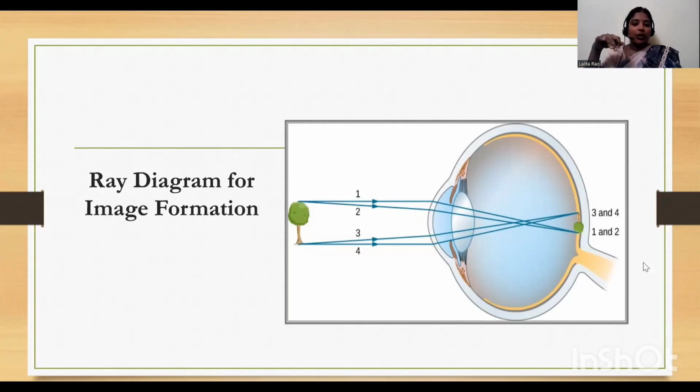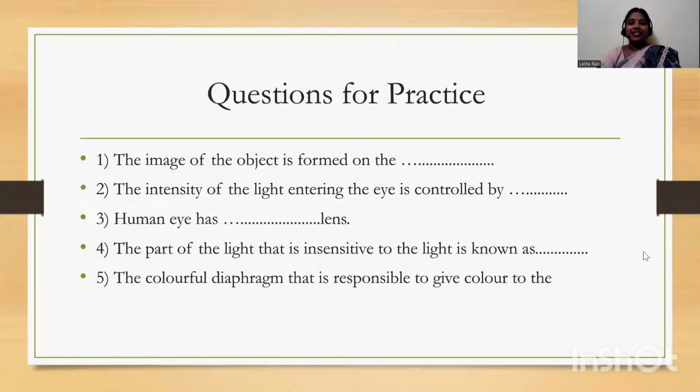Then they get converted into electrical signals, and the optic nerve carries them to the brain, and the point from where the optic nerve originates is known as the blind spot. The brain interprets these signals and then helps us to see the objects as straight. Fine. So now we have studied the construction and working of the human eye, I hope you have understood it.